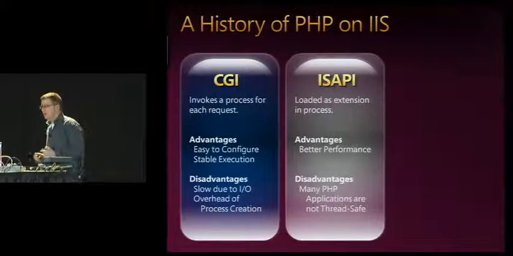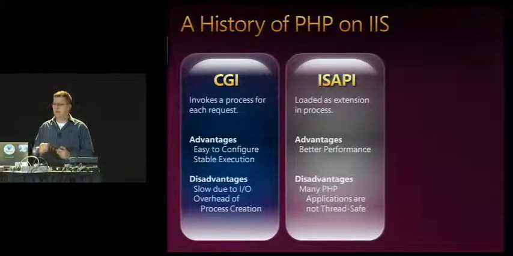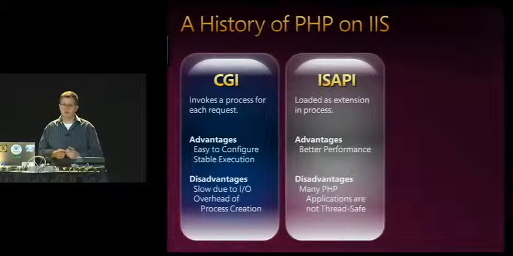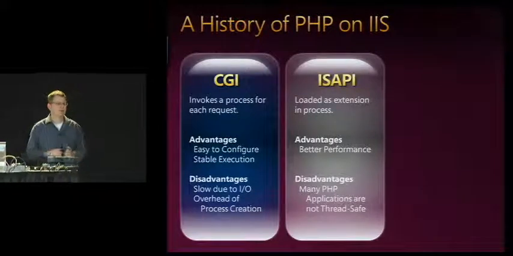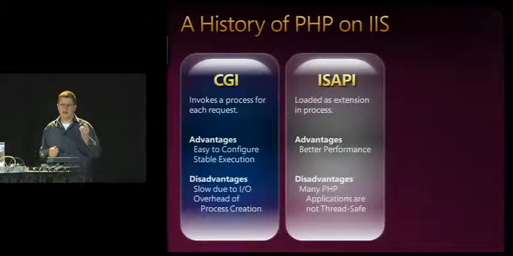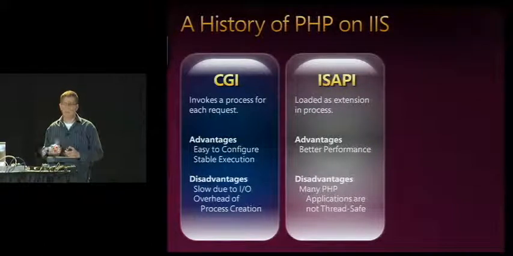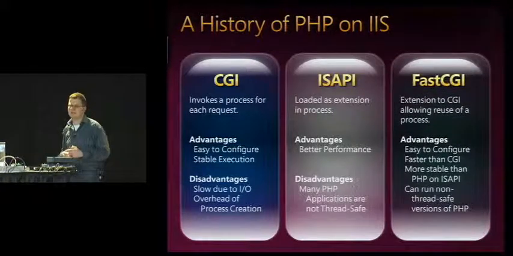So recently, in the past year and a half, Microsoft started a strategic collaboration with Zend in order to improve performance of PHP on Windows. There were a couple of things that were a part of that. One was that Zend was going to do a bunch of work on the PHP core to make it work great on Windows. On the Microsoft side, we committed to creating what's called a FastCGI module.